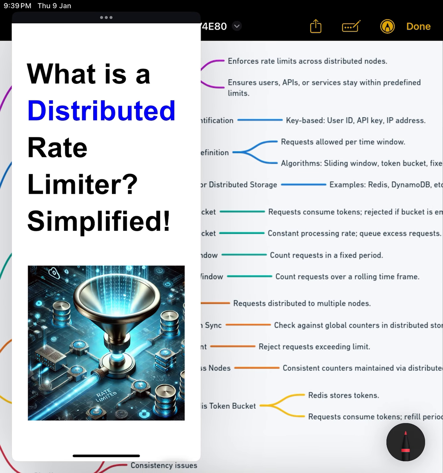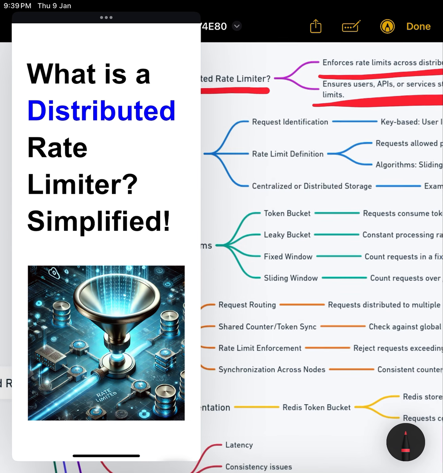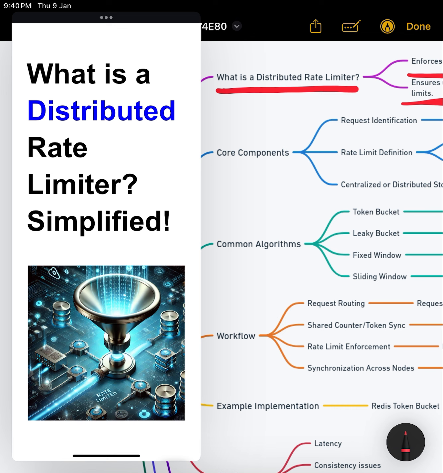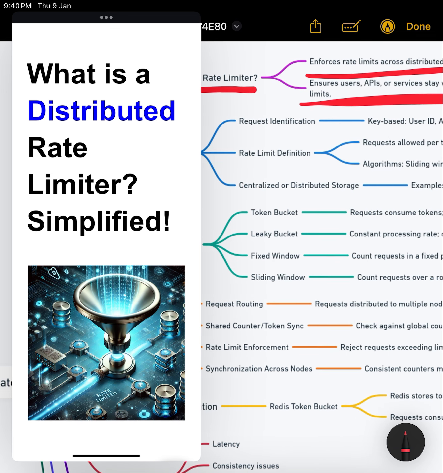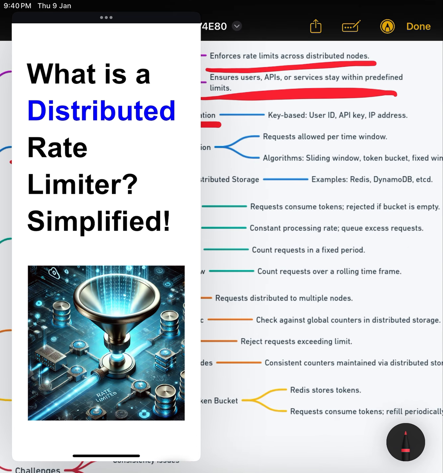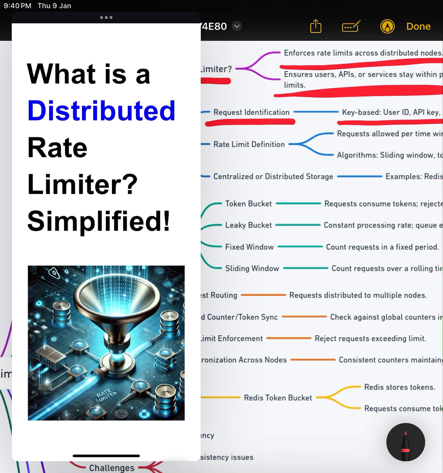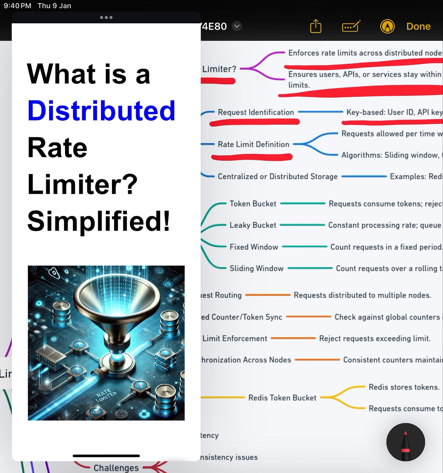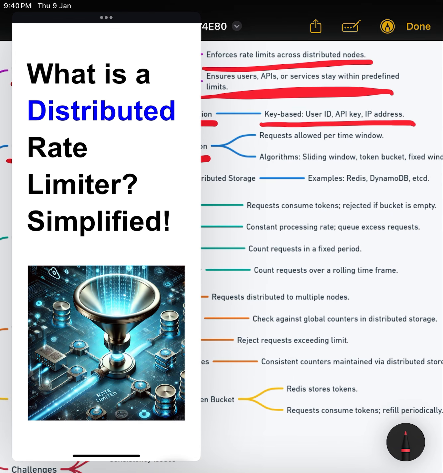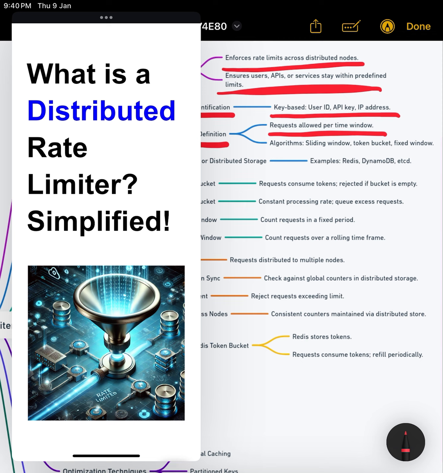How does it work? A distributed rate limiter uses a combination of distributed storage, algorithms, and synchronization mechanisms to enforce limits across nodes. Here's a breakdown of its functioning. 1. Core components. 1. Request identification. Each request is identified based on a key, such as user ID, API key, IP address. 2. Rate limit definition. Limits are defined based on number of requests allowed per time window, e.g. 100 requests per second, sliding window, fixed window, or token bucket models.